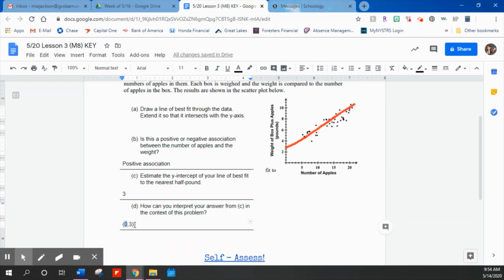The y value is at 3, and the y-axis is for the weight of the box plus the apples. So if there are no apples, how can we have a weight of 3 pounds? Well, it's the weight of the box without any apples. So the box weighs about 3 pounds without any apples.